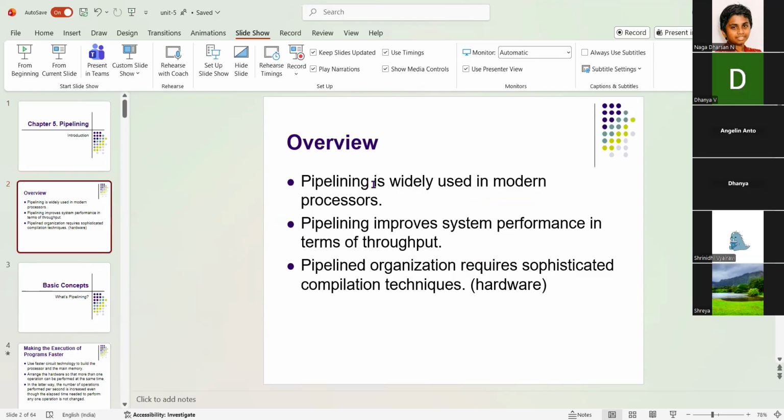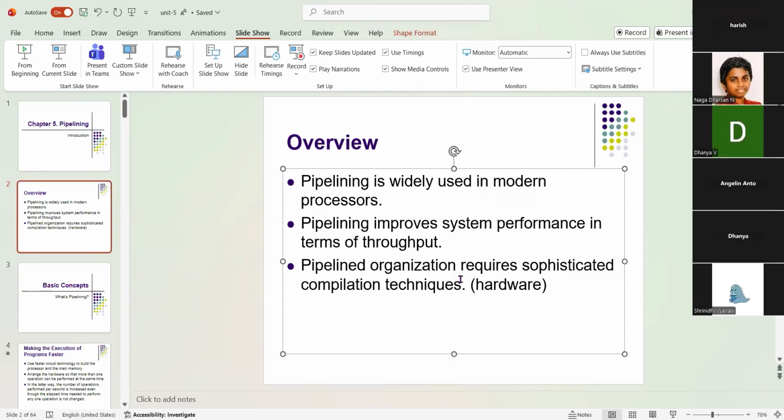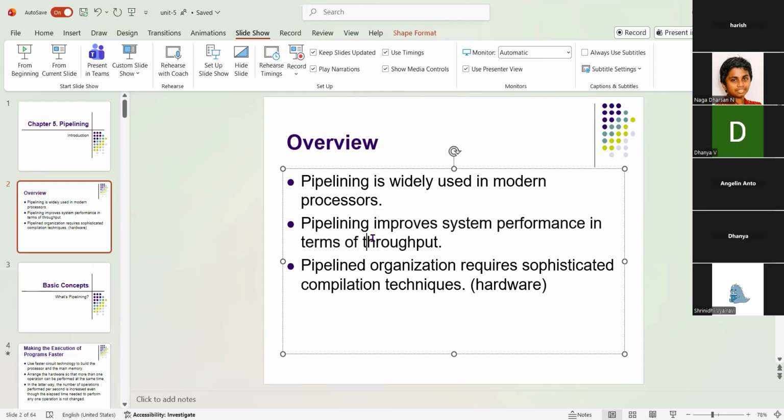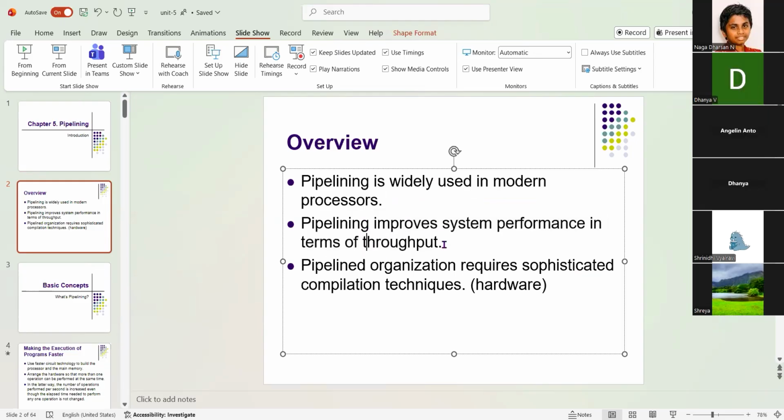So the general overview of pipelining: it is widely used in modern processors. We look into what pipelining is with a very simple example also. It improves system performance in terms of throughput. We'll come back later to what throughput is and how exactly pipelining improves the system performance. Pipelining organization requires sophisticated compilation techniques and some hardware.